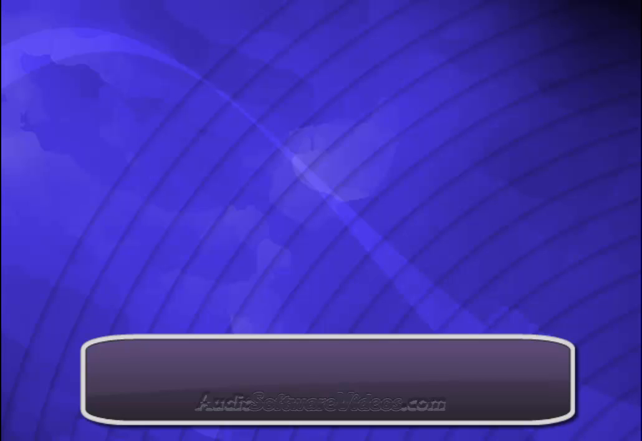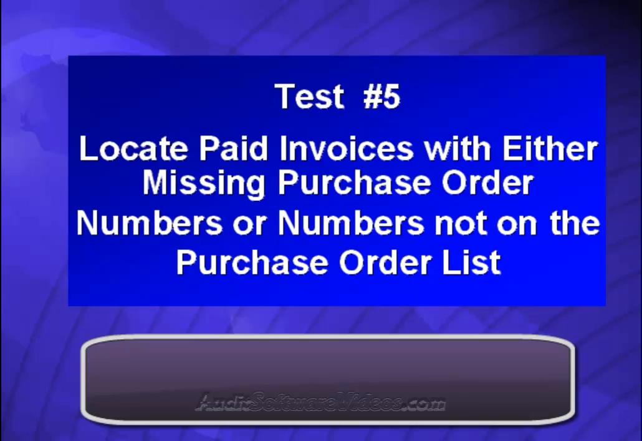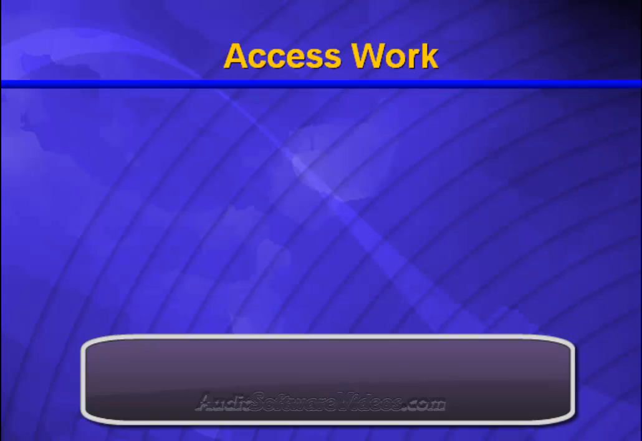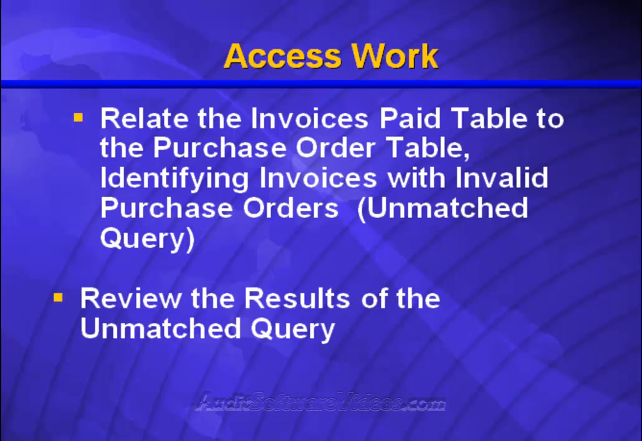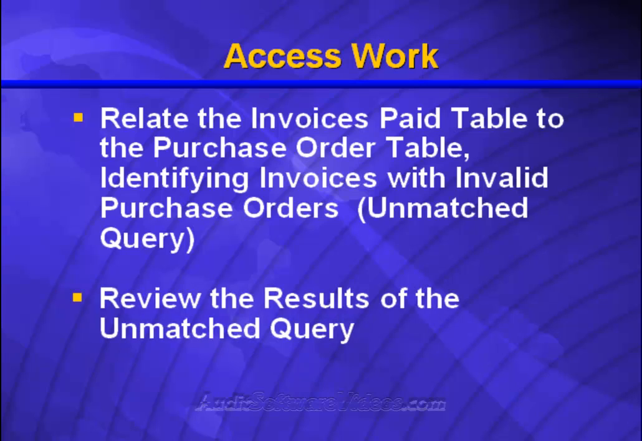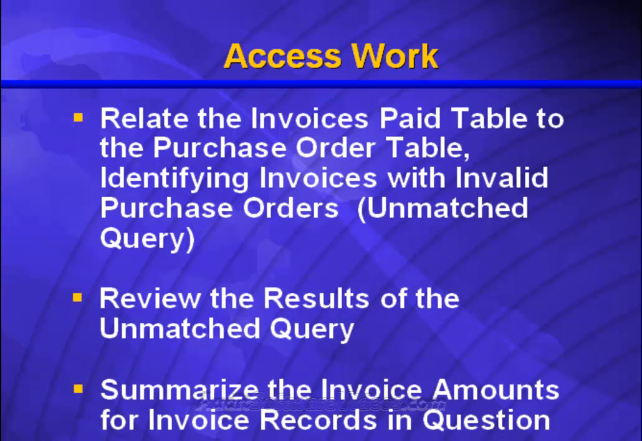The goal of this test is to locate paid invoices with either missing purchase order numbers or numbers not on the purchase order list. We will again create an unmatched query and a summary query to relate the invoices paid table to the purchase order table, identifying invoices with invalid purchase orders. After reviewing the results of the unmatched query, we will summarize the invoice amounts for invoice records in question.